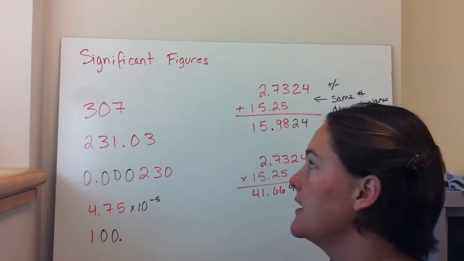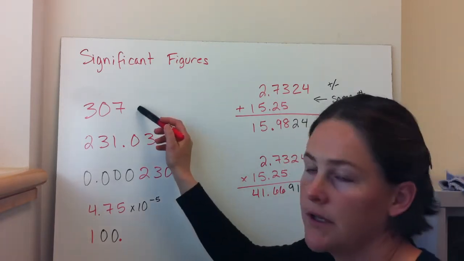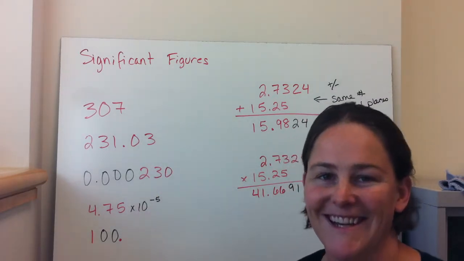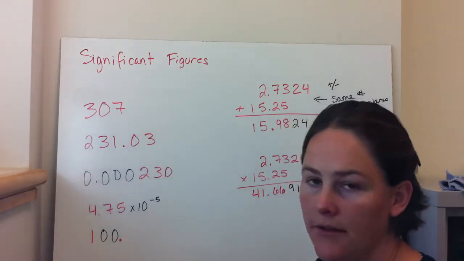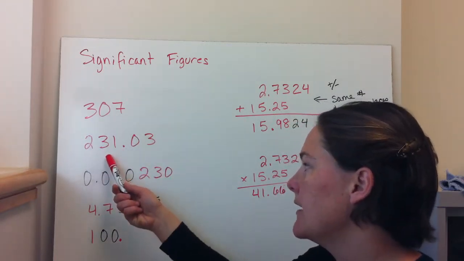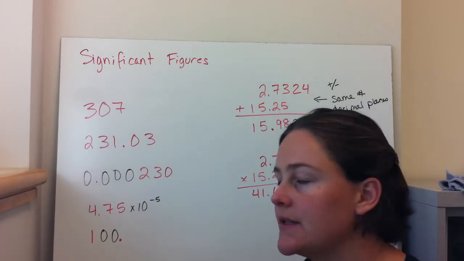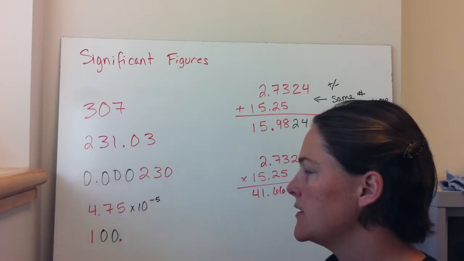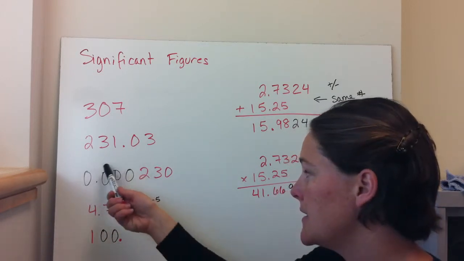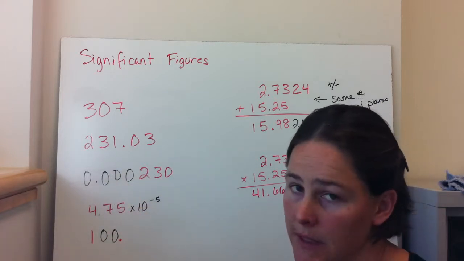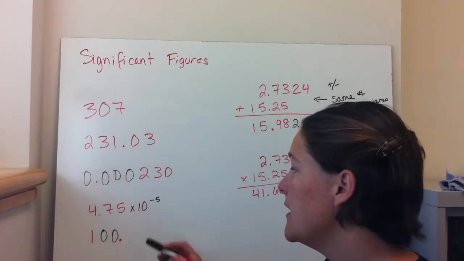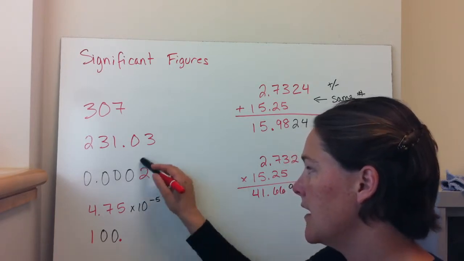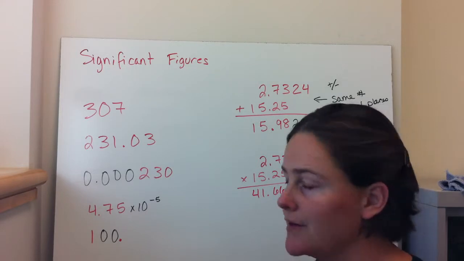The last thing is significant figures. I have put the significant figures in red and the not significant figures in black. Here we have 307, all 3 digits are significant. Here we have 23103, all of those are significant. Here we have 0.000230, and these 3 zeros are not significant because they're just placeholders. They just give you an order of magnitude. These 3, however, are significant because they're the measurement that's got 3 significant digits.